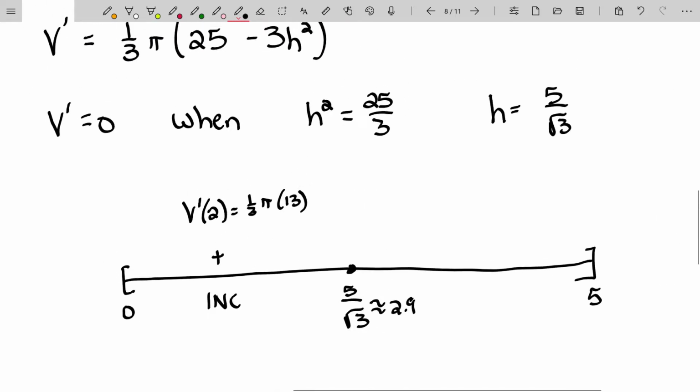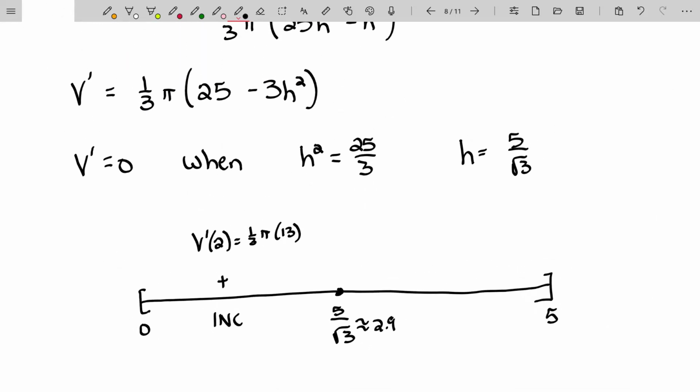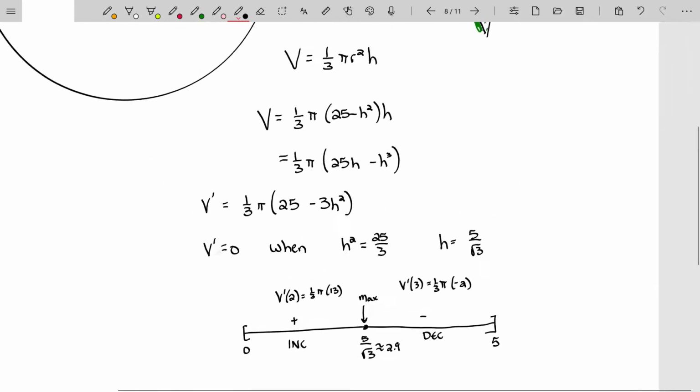So at that point, our volume is increasing. And then if you plug in a number greater than 2.9, like 3, you'll have 1/3 pi times 25 minus 27, which is negative 2, and so that's negative. So we know the volume is decreasing. So we've found the max. The maximum volume of that cup occurs when the height is 5 over root 3.